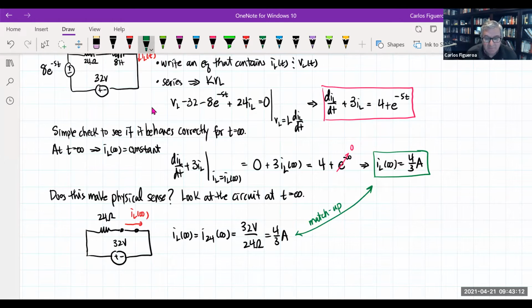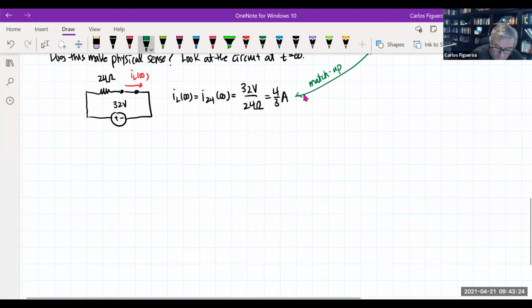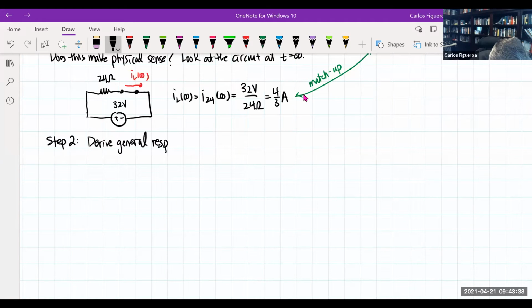So it's a simple check. That doesn't mean that you're guaranteed a correct equation, but it tells you that at least you've gone through the first check. Let's go to the second step. So step 2. Now that I have step 2 here, what I'm going to do is derive the general response and determine the forcing constants. So let's go do that.